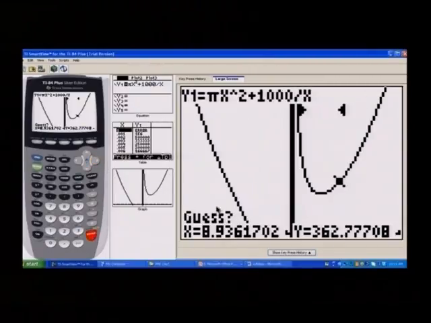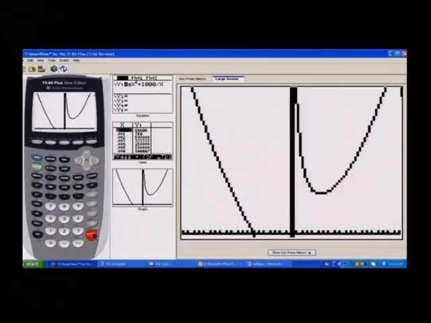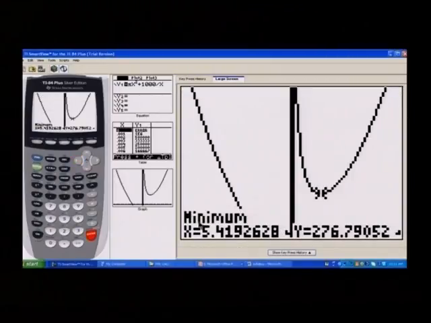The guess is not really that important since there's not really any confusion as to which point I'm talking about as the minimum, so you could just hit enter at this point, or you can slide it back down a little closer to where you think that minimum is, but it will get there either way. Enter. So now I can see that the minimum point occurs when x, or in my case r, is when my radius is at 5.42 approximately. This over here, remember, is my surface area. So my surface area is 276.79 centimeters squared.